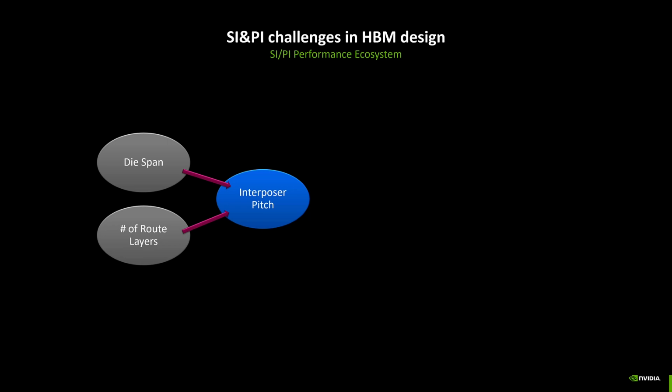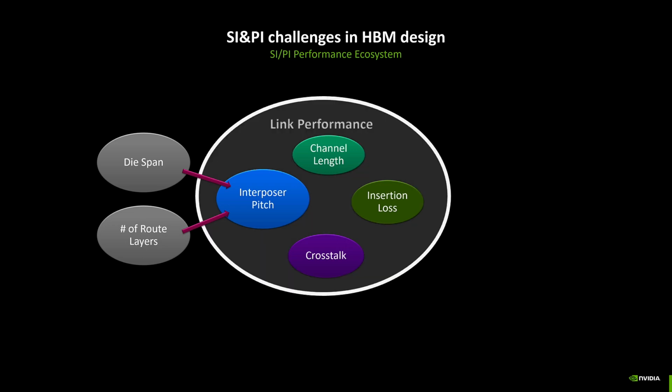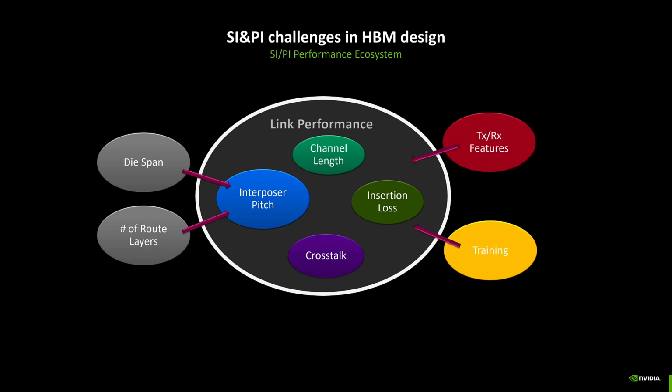Now, when you look at link performance, the usual suspects, insertion loss, crosstalk, and the channel length, which impacts both insertion loss and crosstalk, come into the picture. Now, this doesn't give you the complete picture. You still have TX and RX features and the training that goes to make the whole link work. So all these are key components of the system.